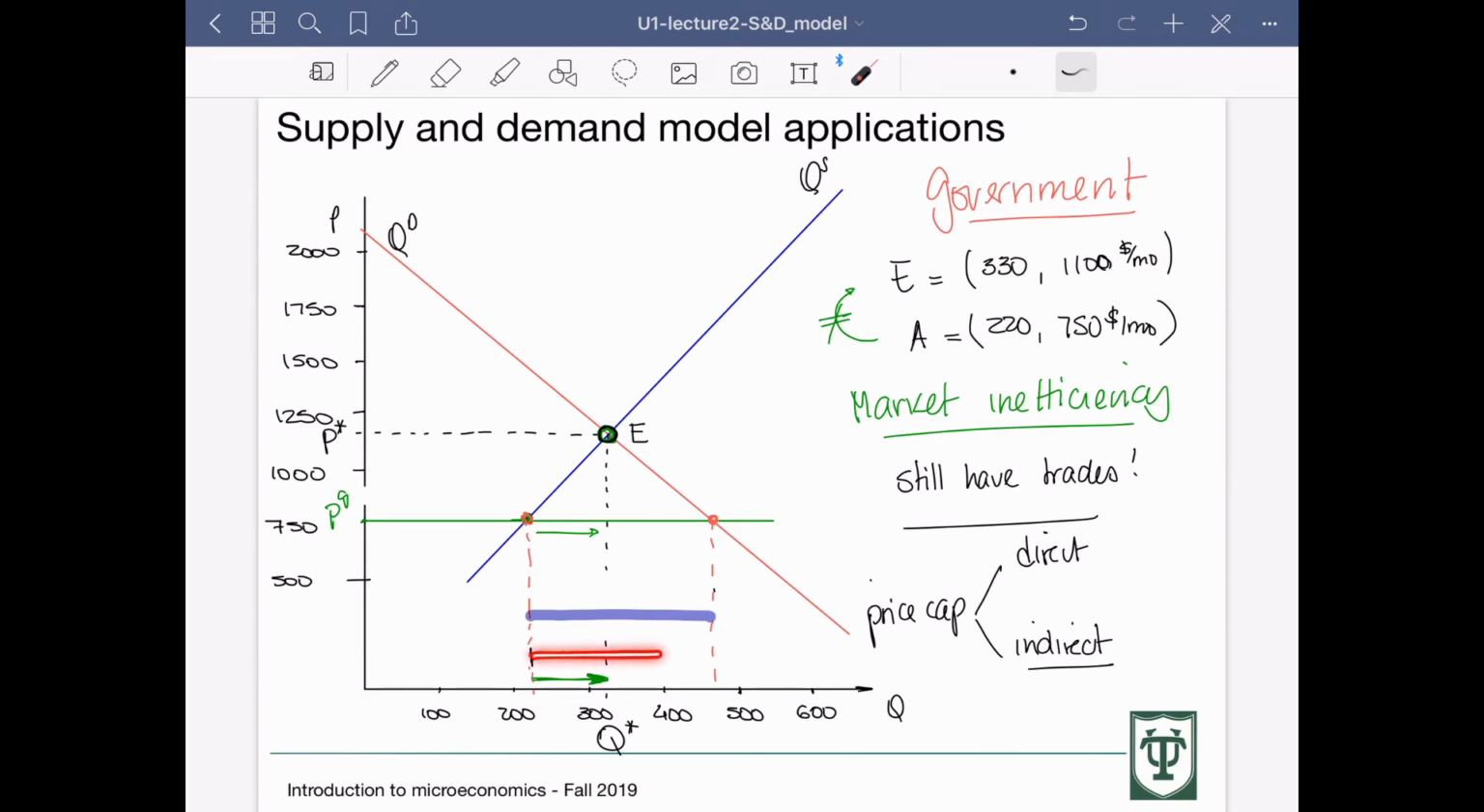And the indirect consequence of a price cap is that all these people between 470 and 220 will be looking for an apartment because they will know the price is 750. So that is a cheap neighborhood to live in. However, what they don't know is that we have excess demand and they won't be able to find an apartment once the first 220 people get their apartments.